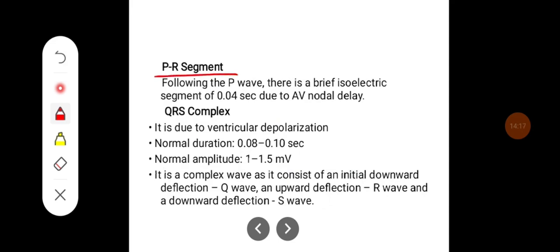PR segment. Following P wave, there is a brief isoelectric segment of 0.04 second due to the AV nodal delay.